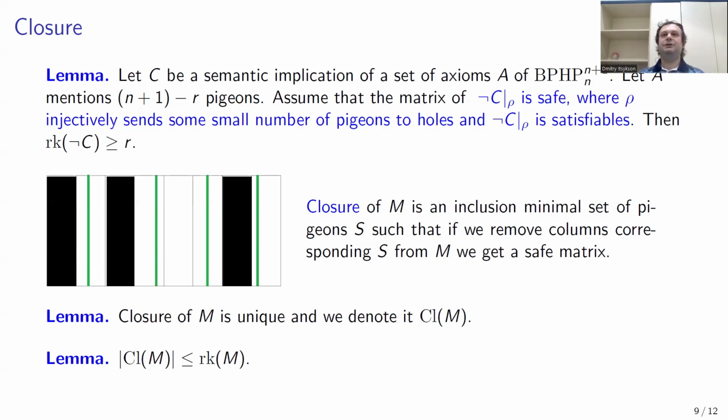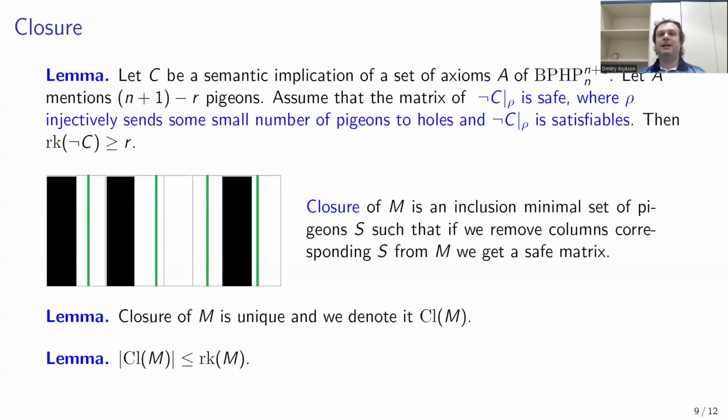The notion of the closure is our main technical tool. Informally speaking, pigeons from the closure of a linear system are the pigeons that the linear system speaks about. In a solution, we should carefully choose holes for the pigeons from the closure, and after that we get a safe matrix where we can choose holes almost arbitrarily. Only one bit is not under our control. A linear system with few equations can mention almost all pigeons, but its closure is always at most the number of rows.